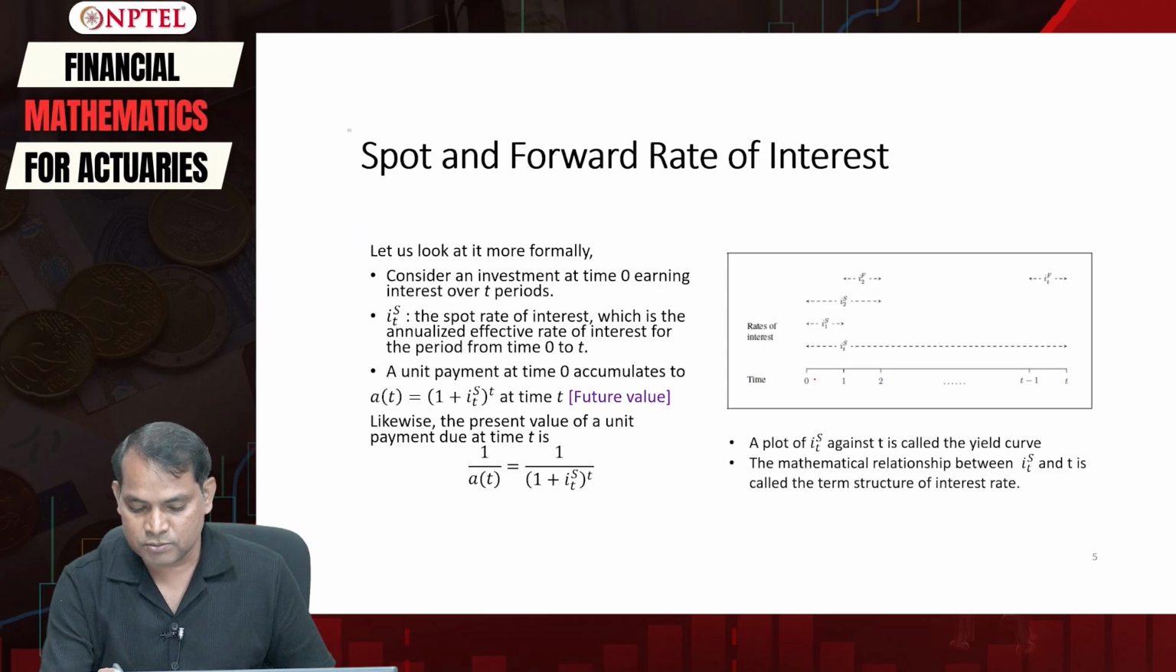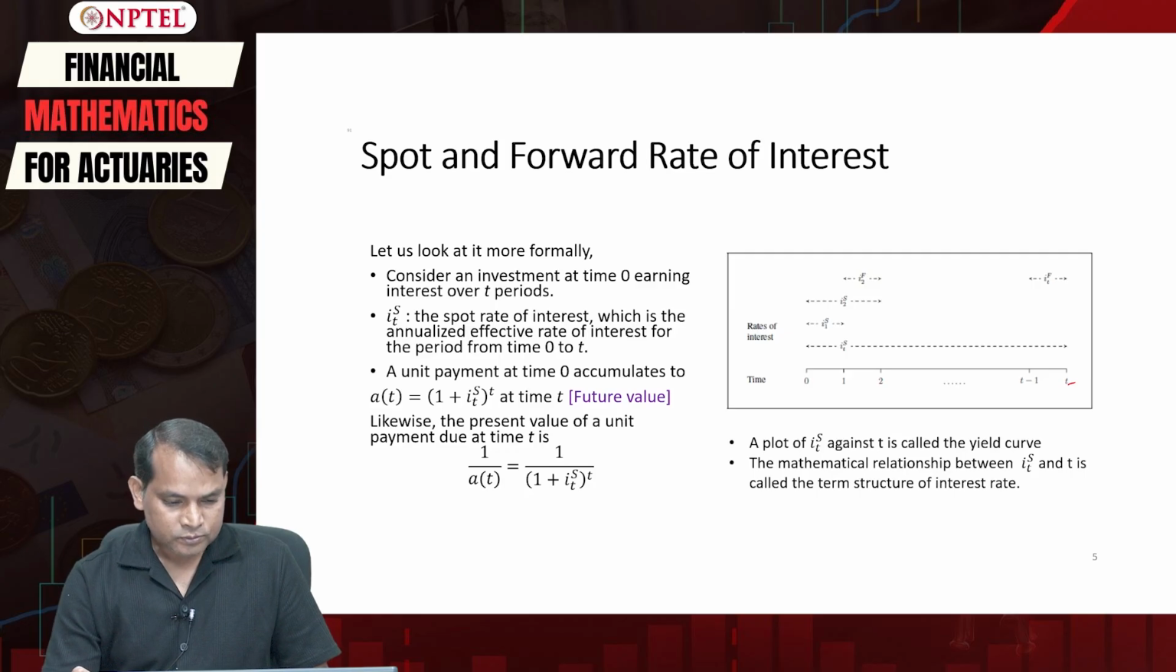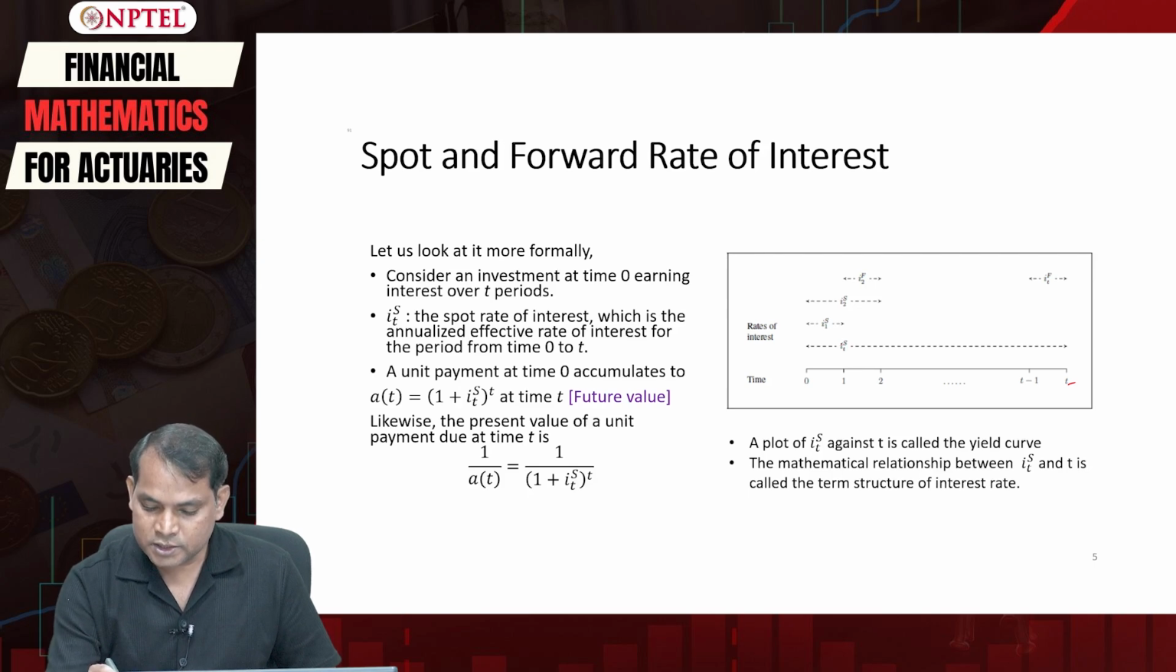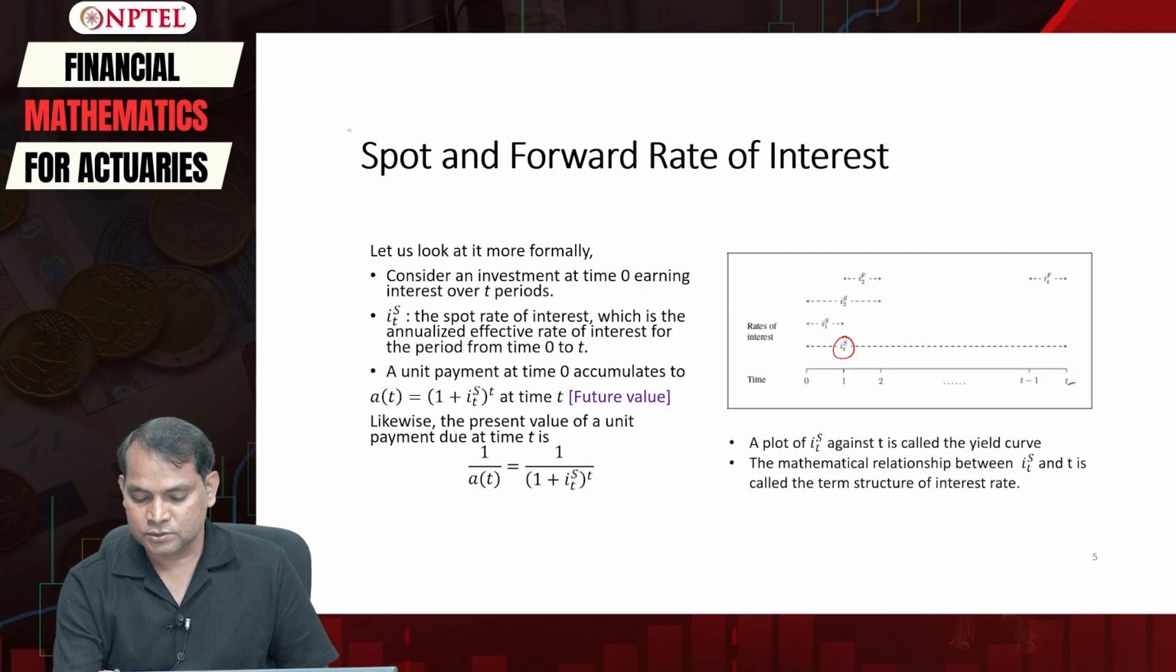Let us consider this timeline. This timeline starts from 0 to 1, 2 and then up to t periods of time. So consider an investment at time 0 earning interest over t periods of time. So i_t^S, this one, denotes the spot rate of interest, which is the annualized effective rate of interest for the period from 0 to t. You look at here, this rate is applicable from 0 to t.